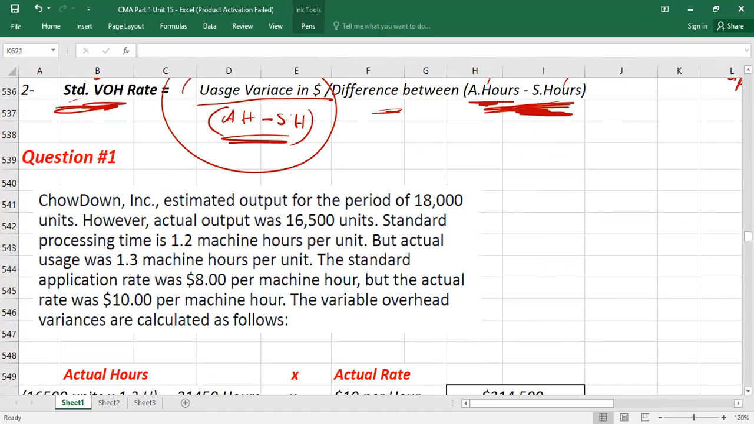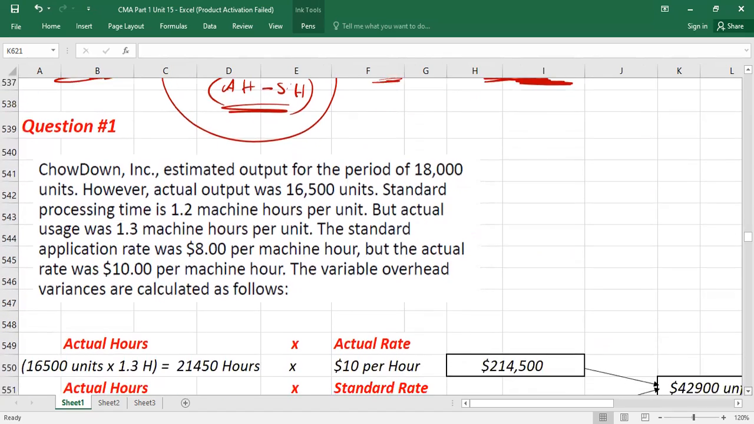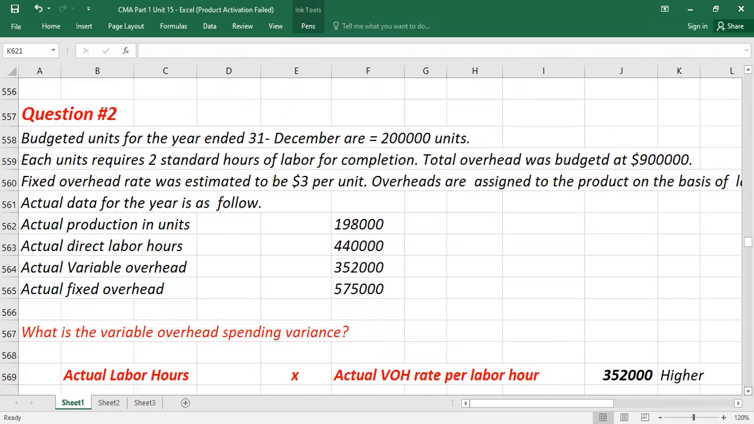We have question number 1, the difficult exam standard question. Ready? Would you please go through this question, guys? Always read the requirement first. What is the question? What is the variable overhead spending variance? Spending variance means what? Rate variance means price variance. So please go through this question.